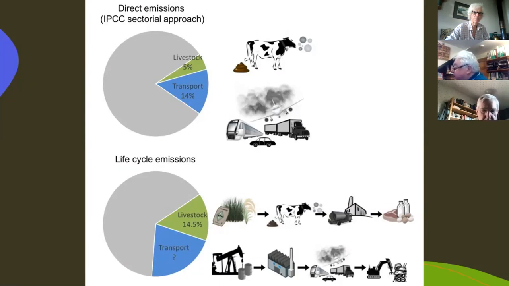But when you take the life cycle, if we're talking broad scale farming, shipping things to somewhere else a long way away, trucking stuff around the planet and so on, suddenly it goes up from 5% to 14.5%. So life cycle emissions are something we need to be thinking about as well. It's not just about what happens on the farm.